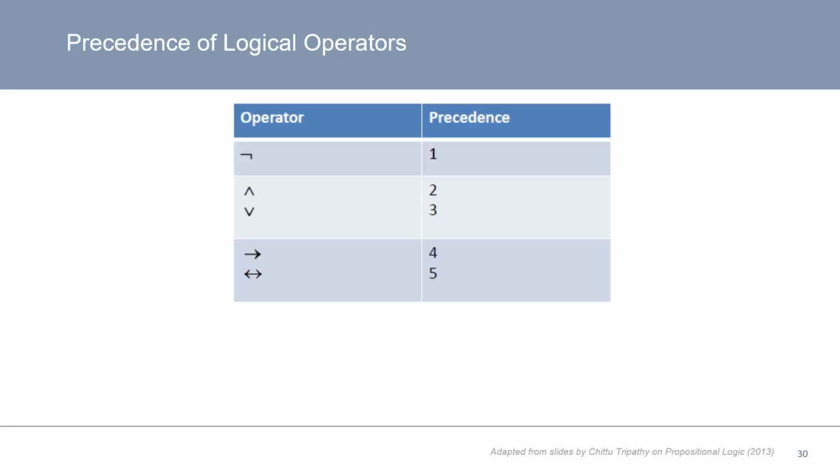Here's a summary of the precedence of logical operators. This is similar to the concept of precedence of symbols in mathematics. As I said before, the negation operator has the highest precedence. This is followed by and, or, implication, and lastly by conditional.